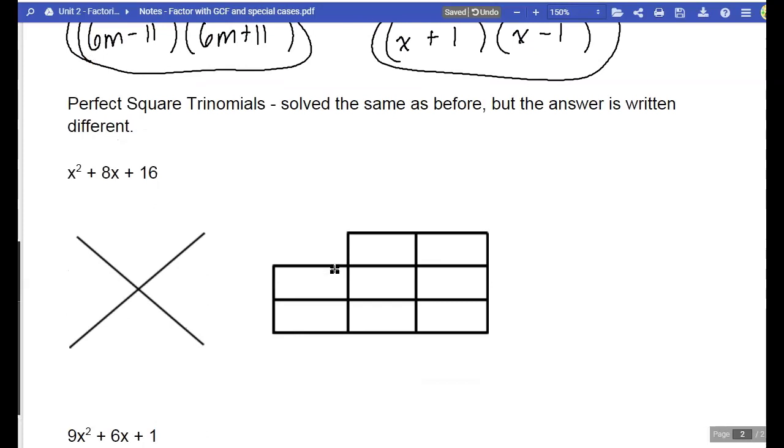So the next one is called a perfect square trinomial. You're going to solve these just as we've been doing, but the answer is going to be written a little different, and that's the only difference here. So let's go ahead and do this. First, I'm going to look for a GCF. No GCF.